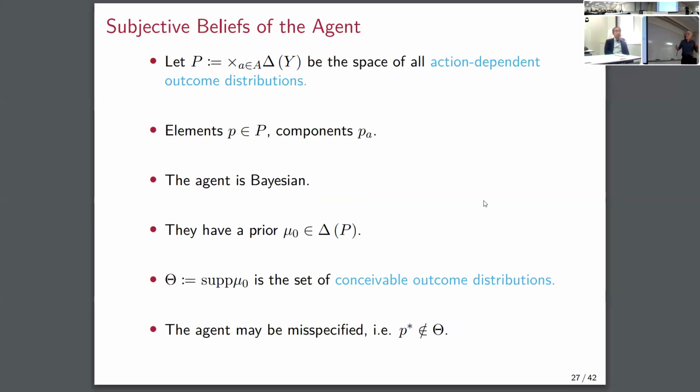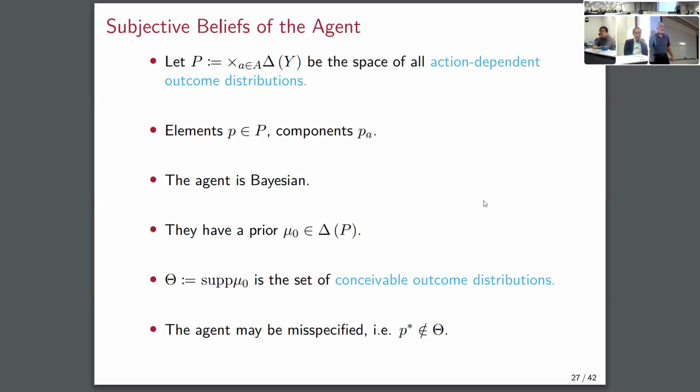Let capital P be the space of all outcome-dependent outcome distributions. For each action A, you have some distribution over Y's. The elements of this are P, and so P is a vector with components P_A for each action. Agents are Bayesian, they don't know P. They have a prior mu naught on P. Capital theta is the support of the prior. And the agent might be misspecified. P star might not be in capital theta.